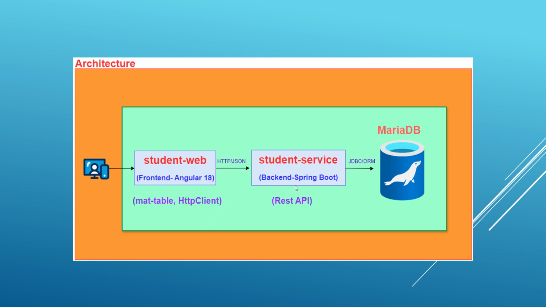On the backend side we are going to create our student service in which we are going to implement all the CRUD operations using REST API. And as a database we are going to use MariaDB. So we are going to create a database and table on the MariaDB side, basically for student, so it will hold the student related data. So this is about all the architecture for our student system, and these are some subsystems involved in that, which we are going to implement in this video.